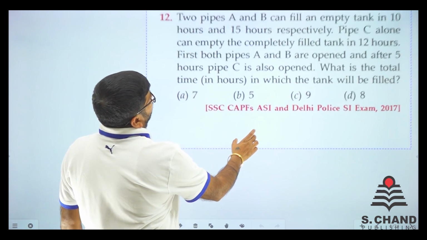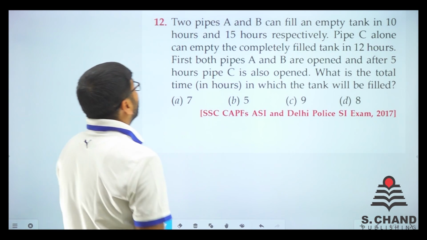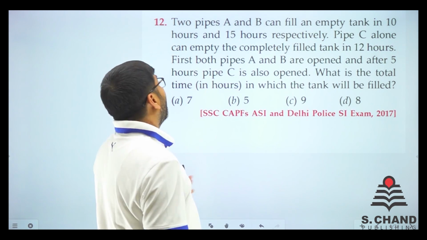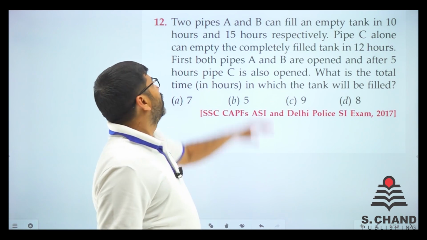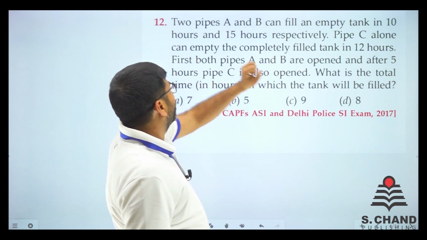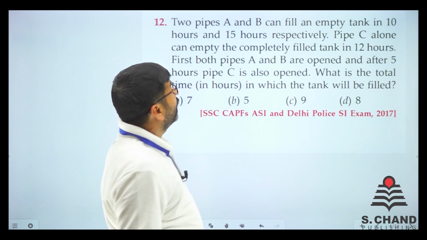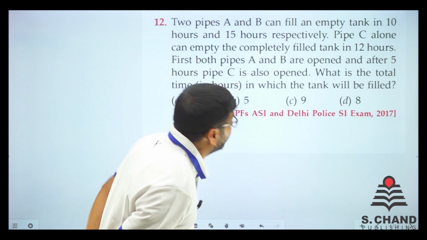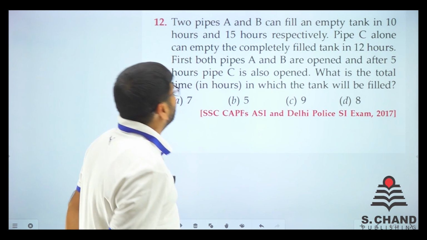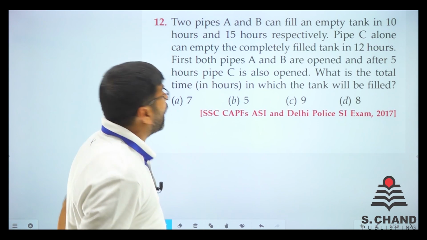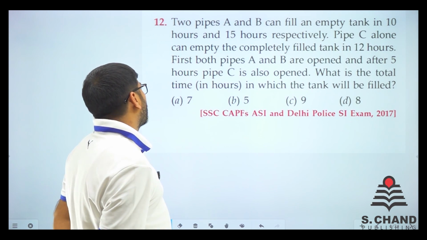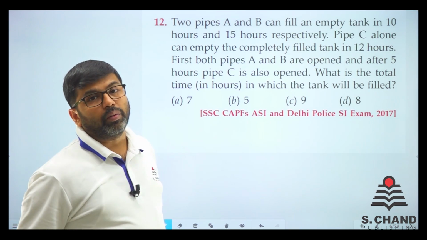What does it say? It says that there are two pipes A and B which can fill an empty tank in 10 hours and 15 hours respectively, right? So A can fill in 10 hours, B can fill in 15 hours. Pipe C alone can empty that completely filled tank in 12 hours. Great. First, both pipes A and B are opened, and after 5 hours, pipe C is also opened. What is the total time in which the tank will be filled, right?